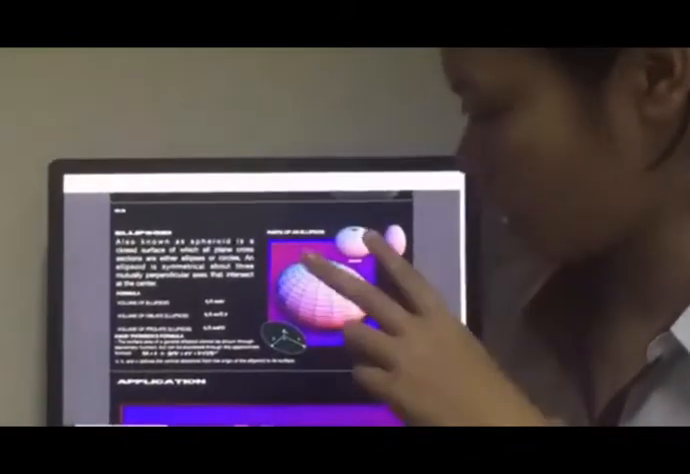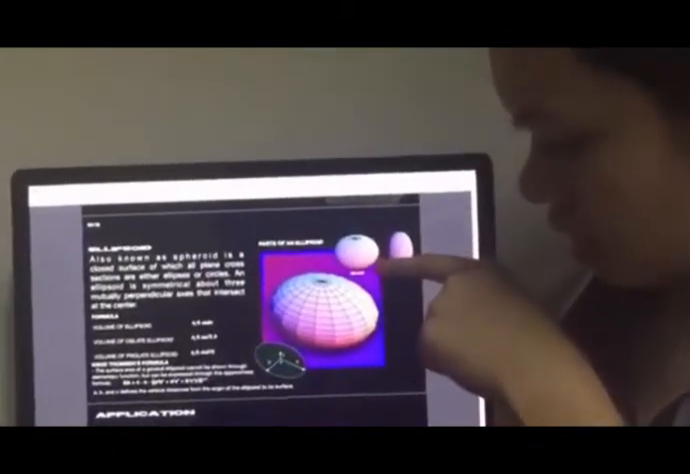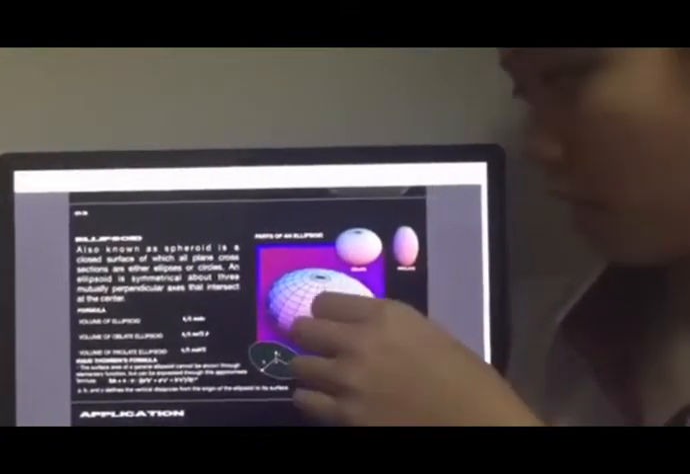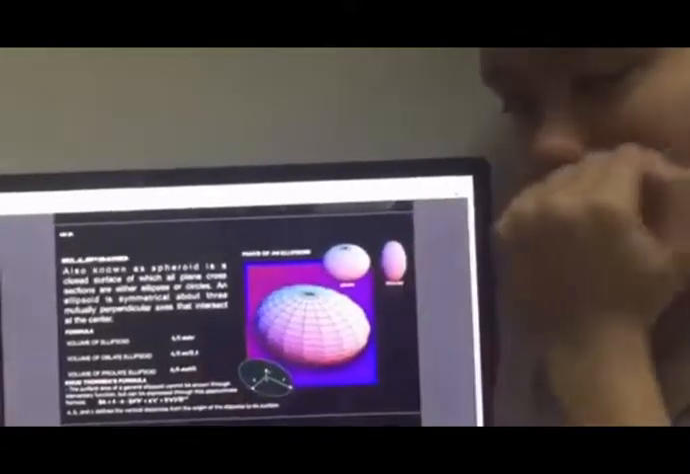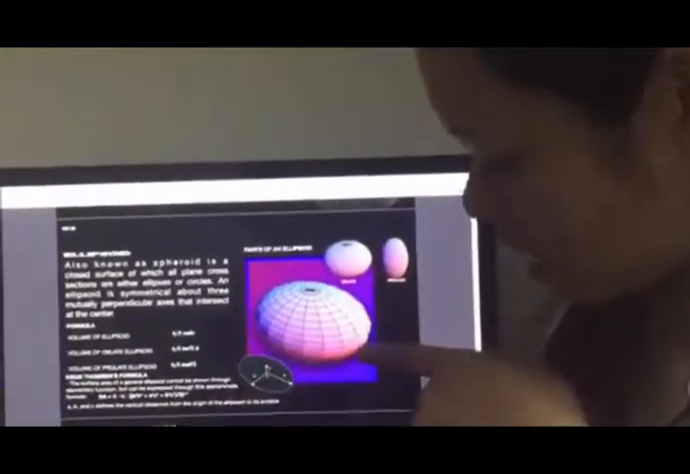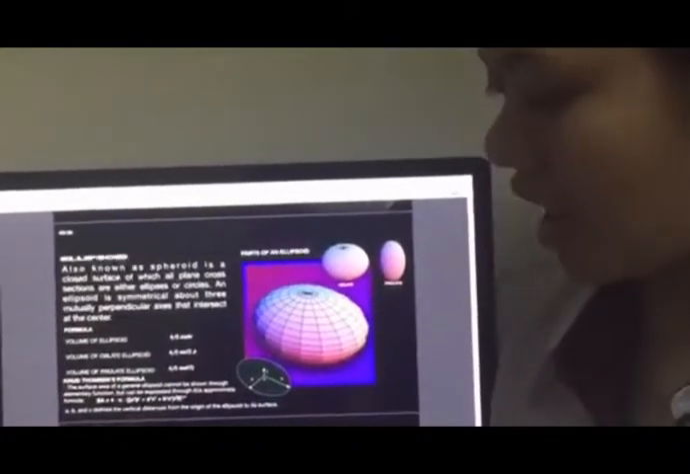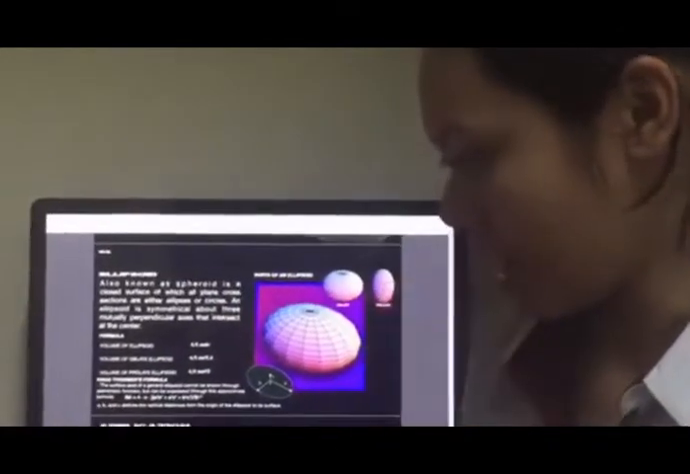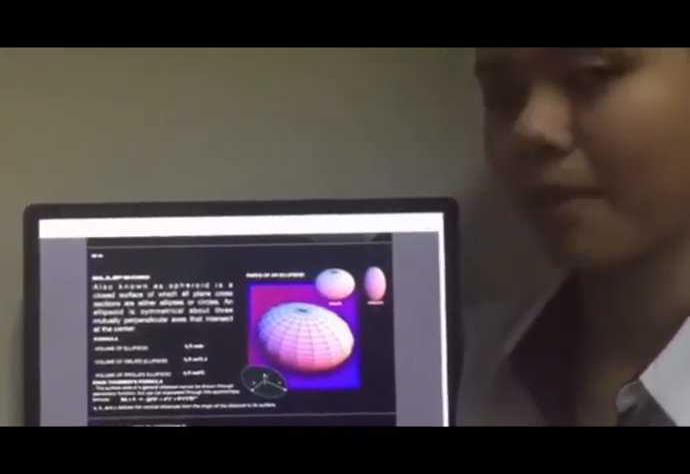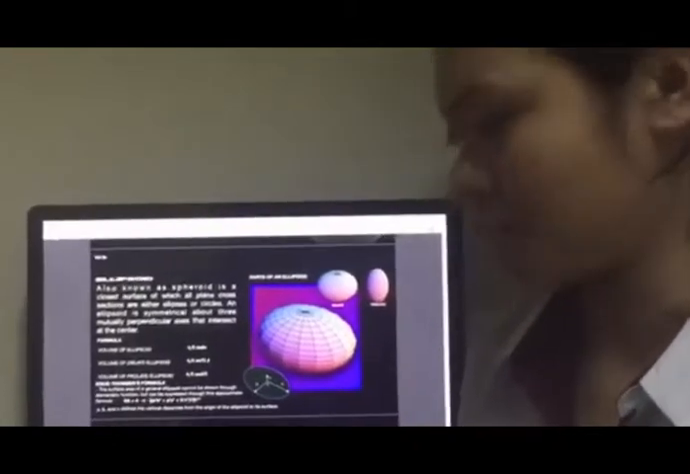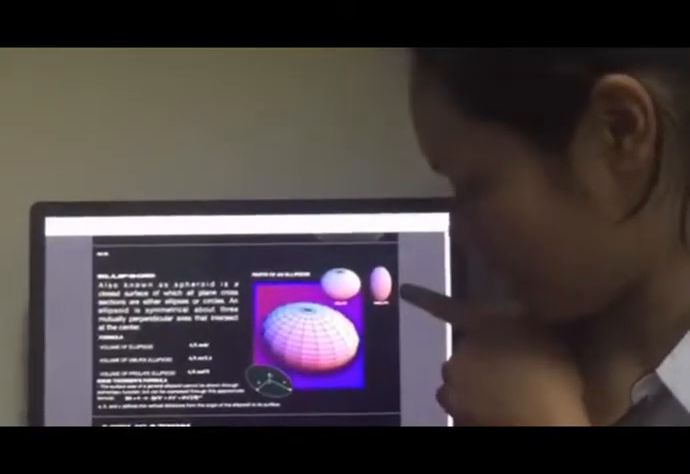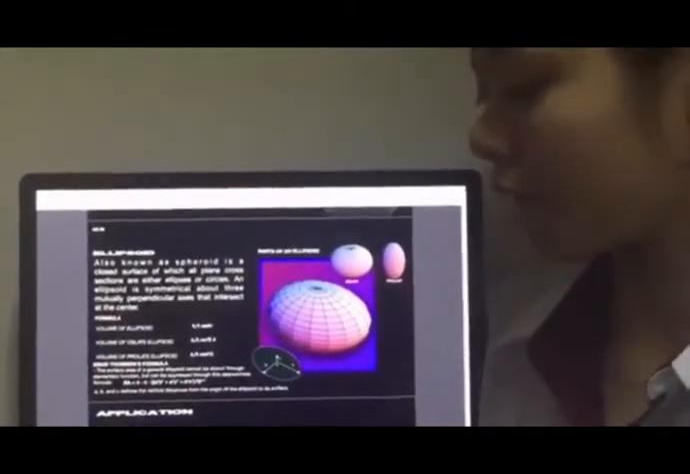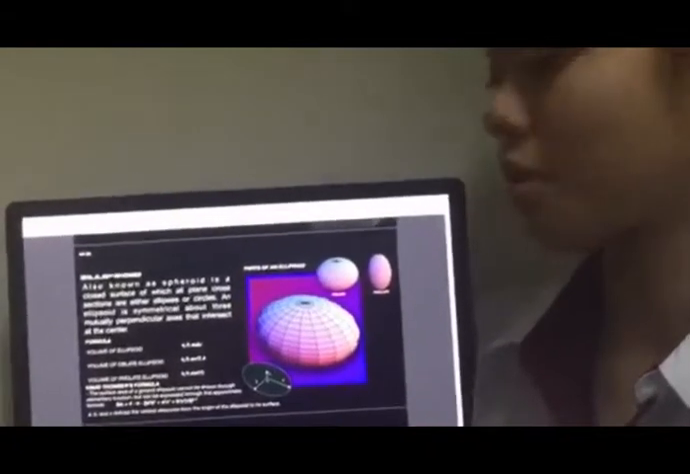But then there are 2 others, where oblate looks like this. The B is equal to A, so it's just A squared when it comes to the volume. So the volume of the general one is 4 over 3 times pi times A times B times C. Whereas this oblate one is just 4 over 3 times pi times A squared times B. And the other one is prolate, where it's taller. So the volume of that is 4 over 3 times pi times A times B squared.